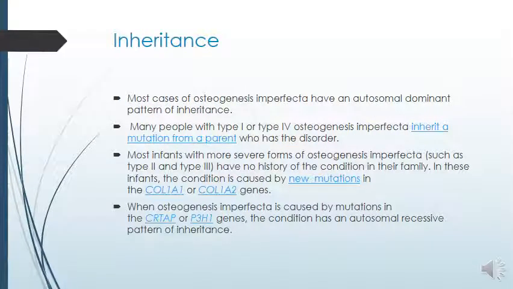In looking at the inheritance, most cases of OI have an autosomal dominant pattern of inheritance. Many people with type 1 or type 4 osteogenesis imperfecta inherit a mutation from a parent who has the disorder. Most infants with more severe forms will have no history of the condition in their family. In these infants, the condition is caused by new mutations in the COL1A1 or COL1A2 genes. When osteogenesis imperfecta is caused by mutations in the CRTAP or P3H1 genes, the condition has an autosomal recessive pattern of inheritance.